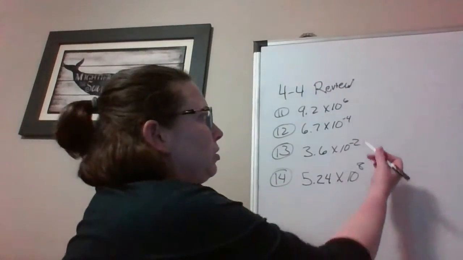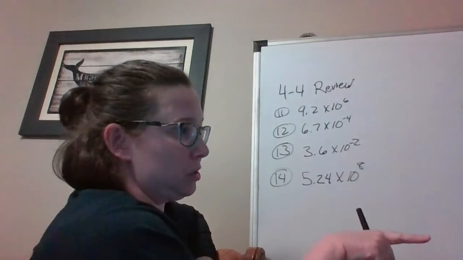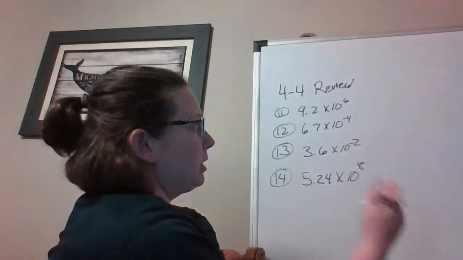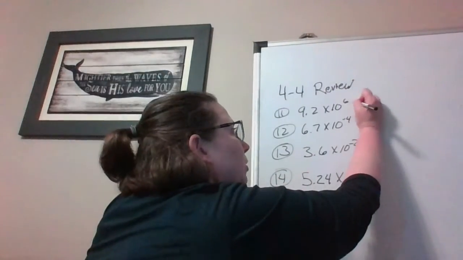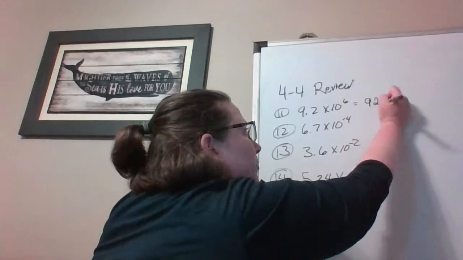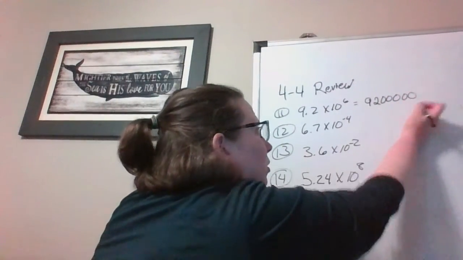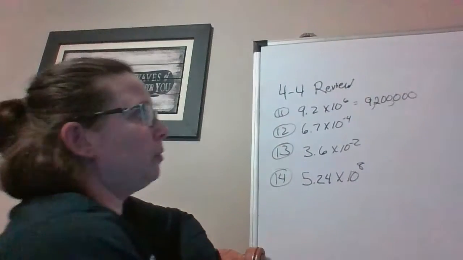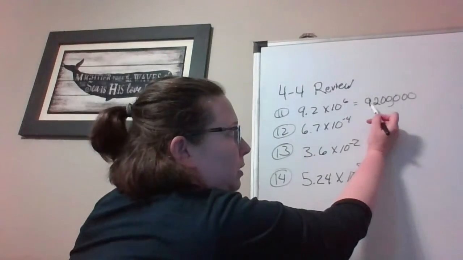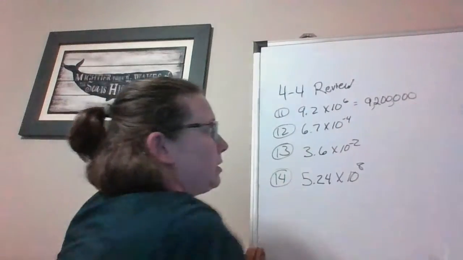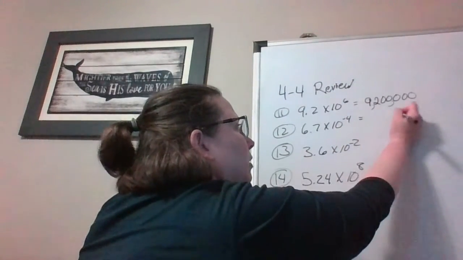So what we are going to do with our positive exponents is move our decimal that many places to the right. With our negative exponent, we're going to move our decimal that many places to the left. So our answer here would be 9,200,000. We've taken that decimal from between the 9 and the 2 and we've moved it 6 places to the right.